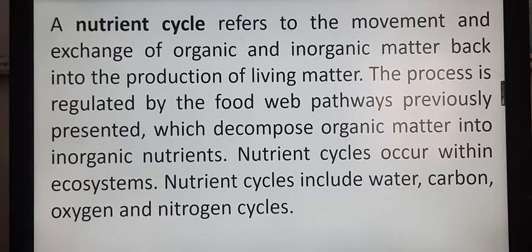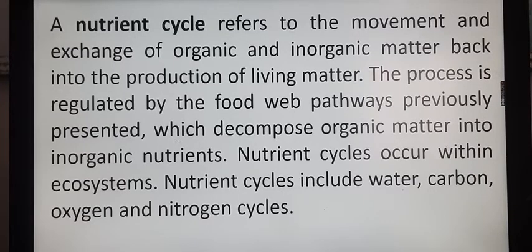A nutrient cycle refers to the movement and exchange of organic and inorganic matter back into the production of living matter. Means the cycle of the nutrients, means the nutrients are being rotated from organic and inorganic matter into the living organisms and then again returned back to the environment. So this process is regulated by food web pathways, which we have shown previously.